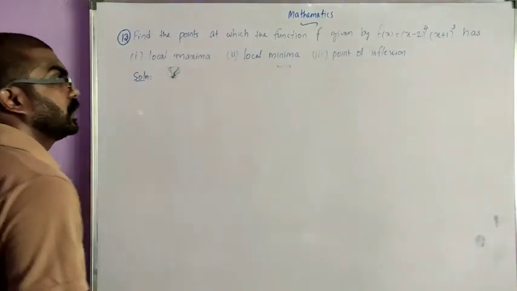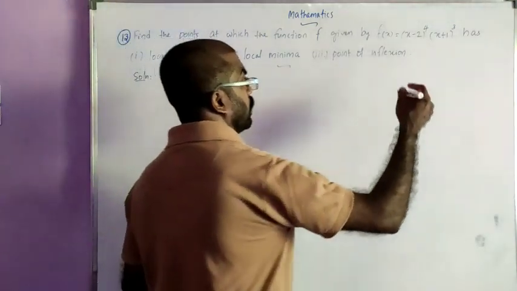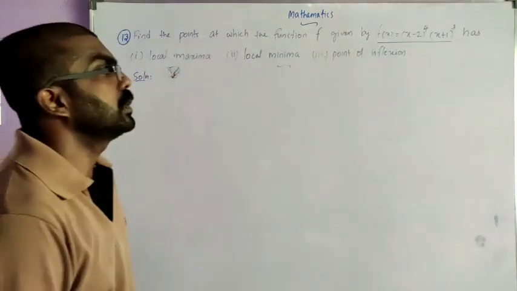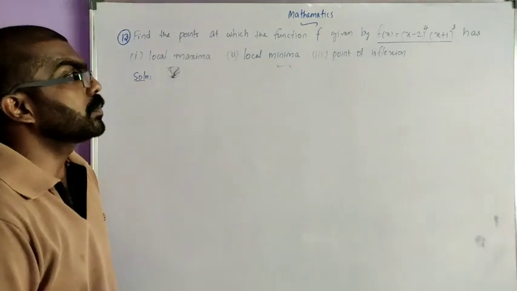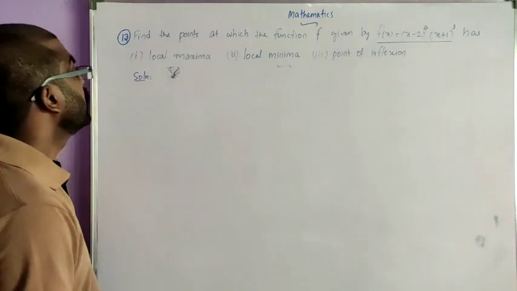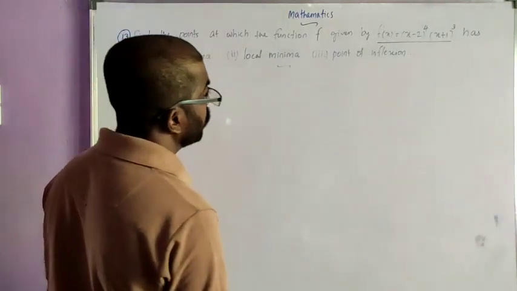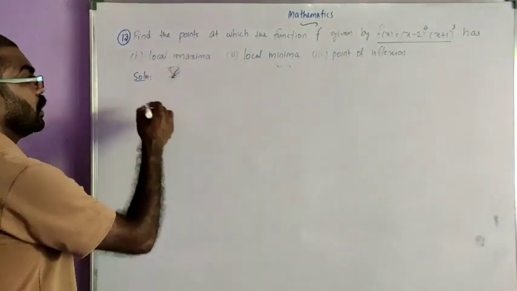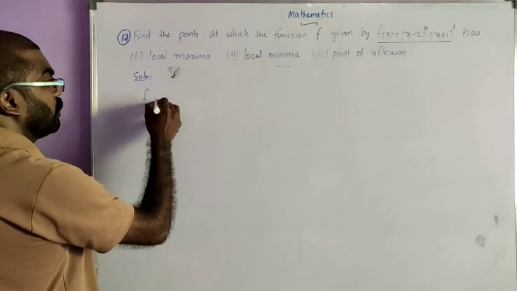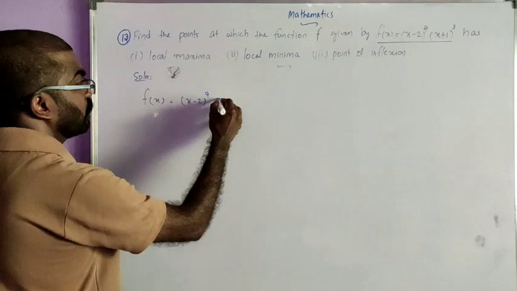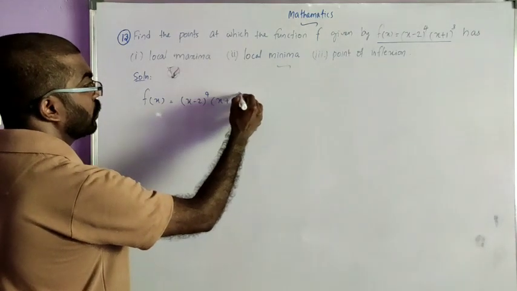Find the points at which the function f given by f of x equal to (x minus 2) the whole raised to 4 into (x plus 1) the whole cube has first one local maxima, second local minima, third point of inflection. Okay, first of all we can write the function f of x is equal to (x minus 2) the whole raised to 4 into (x plus 1) the whole cube.